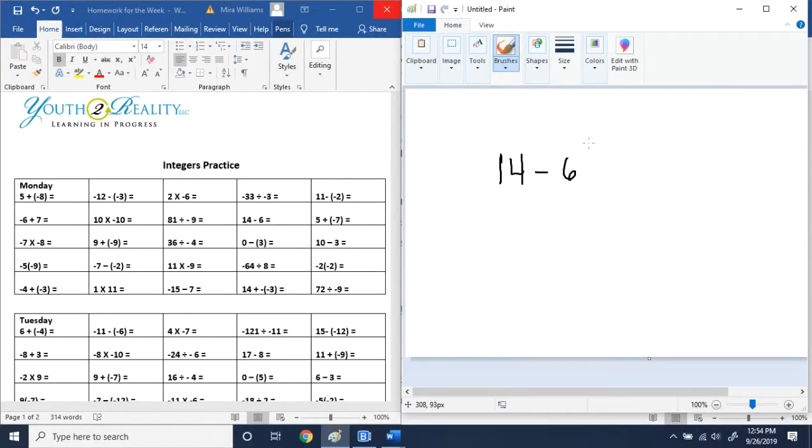14 minus 6 is using addition and subtraction integer rules. Take the sign of the biggest number, which is going to be positive, so my answer is going to be positive. The signs are different, so I'm going to subtract. 14 minus 6 is 8. And you'll get to the point where you do not have to write this plus sign in front of it. Anytime you do not have a sign in front of a number, it is a plus sign. It is assumed to be positive.